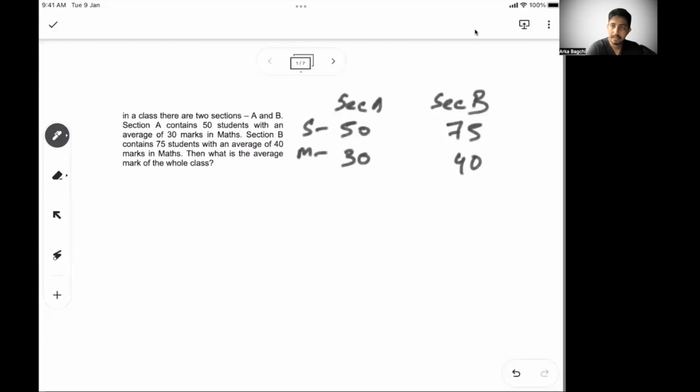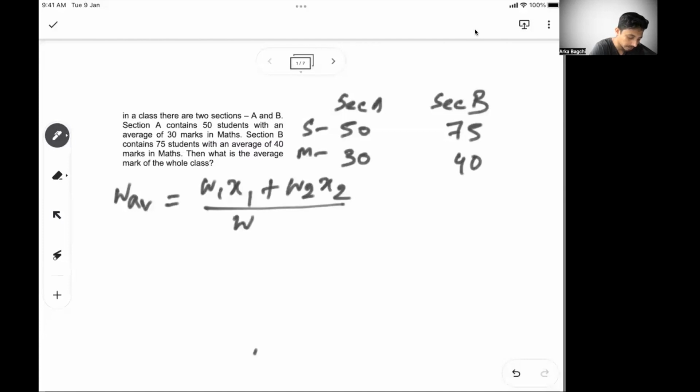This is a typical weighted average problem. So what are the weights here? The weighted average is W1 X1 plus W2 X2, divided by the total weight. When there are, let's say, two groups, the first group's weight is W1 and average is X1, plus the second group's weight is W2 and average is X2. What I mean by weight is the number of entities in that particular group. Here the number of students are the entities, so this part is W, the weights, and this part is X, the individual averages.